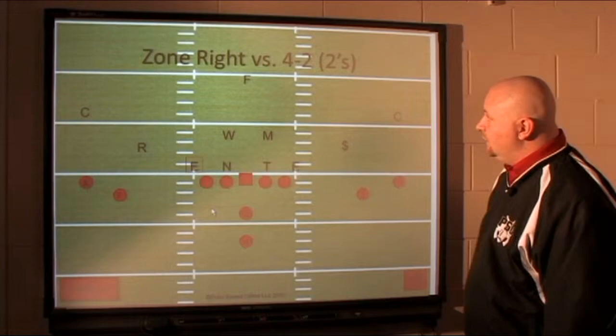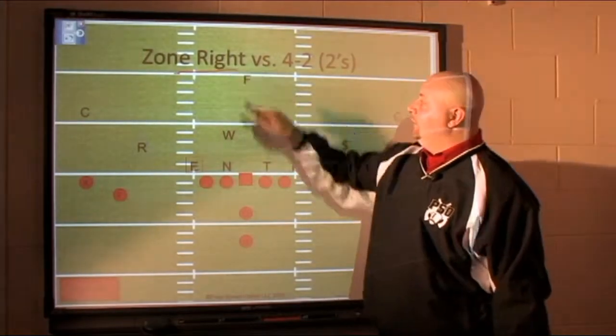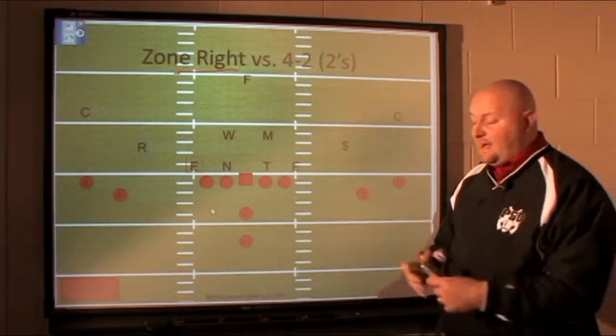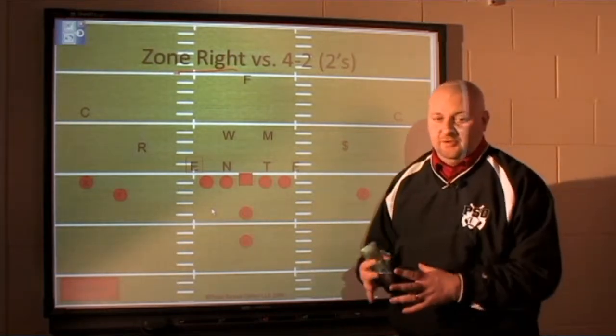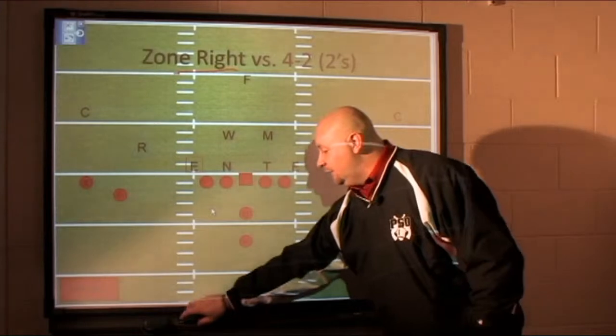All right, if you notice on the play up here at the top, we're going to run zone right. So that means the direction of the play is right. Now, if you've watched the earlier part of the video, you understand our blocking scheme. So this shouldn't be a difficult concept for our kids to catch on. So let's go through that very quickly.